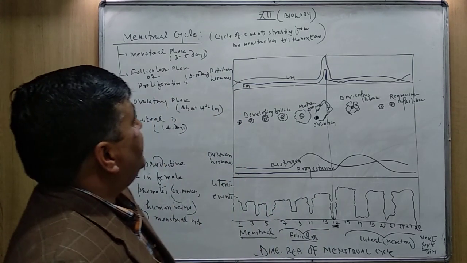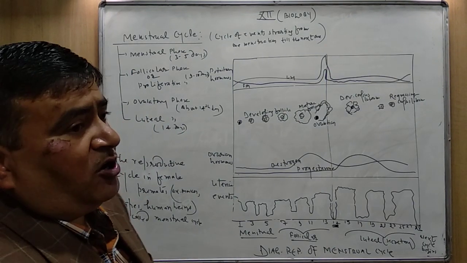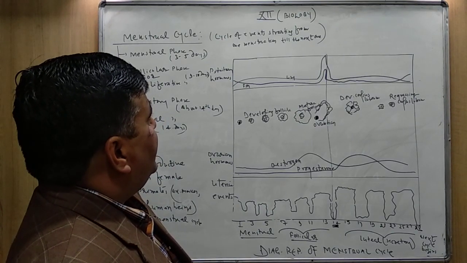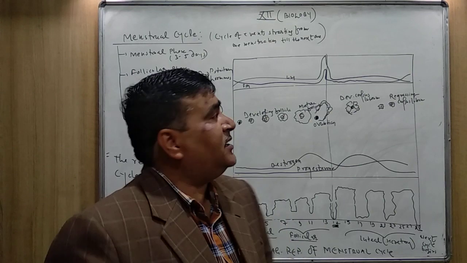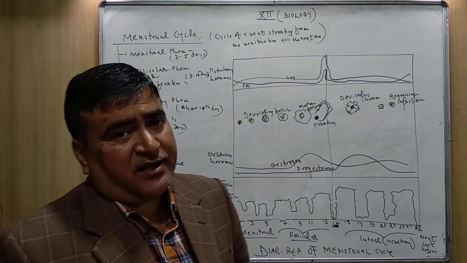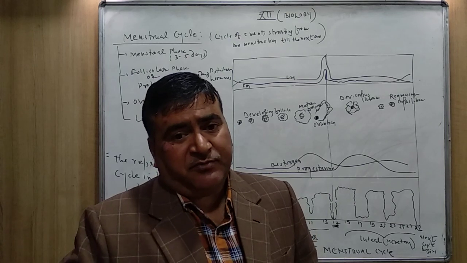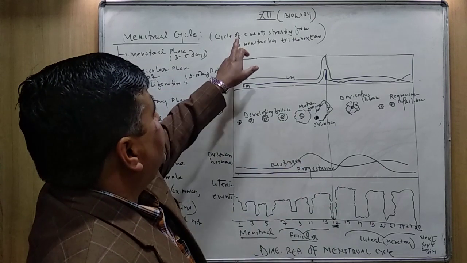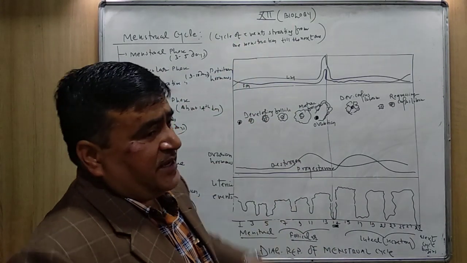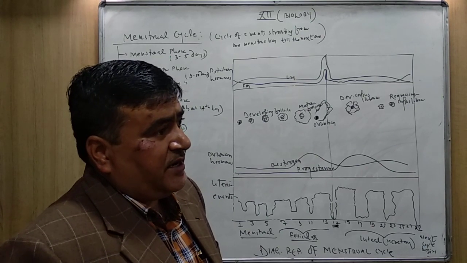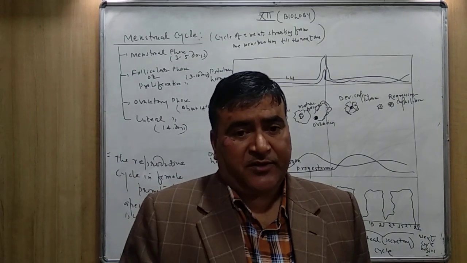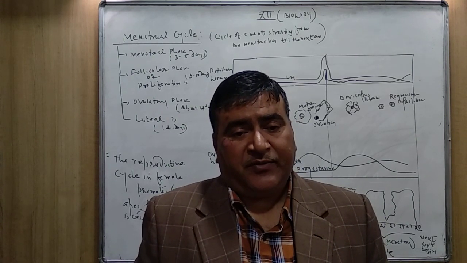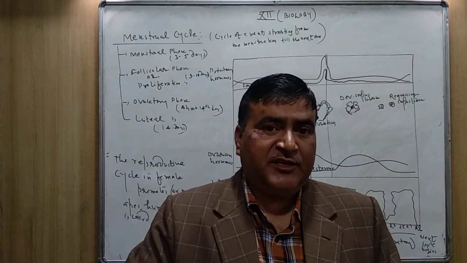The menstrual cycle includes all the events which take place in one menstrual cycle till the start of the next menstrual cycle. Means all the events in a cycle, till the start of the next menstrual cycle, all these events together form a menstrual cycle.